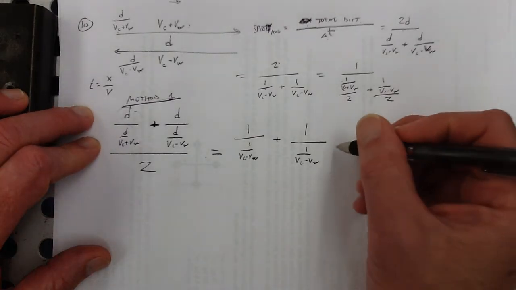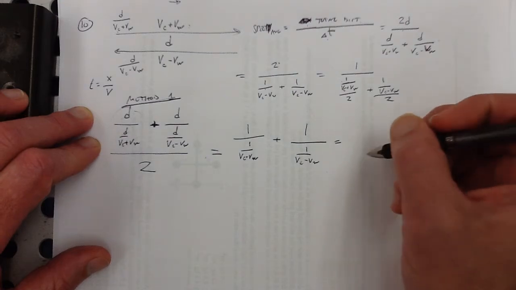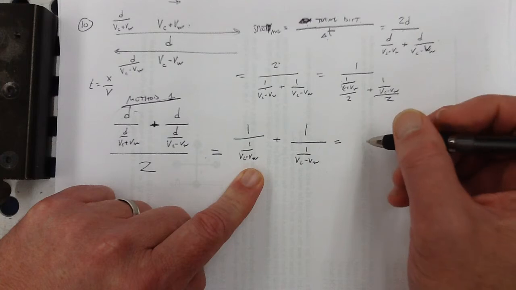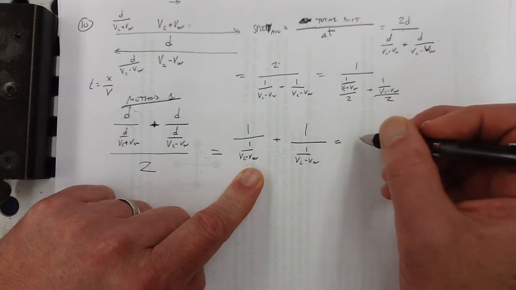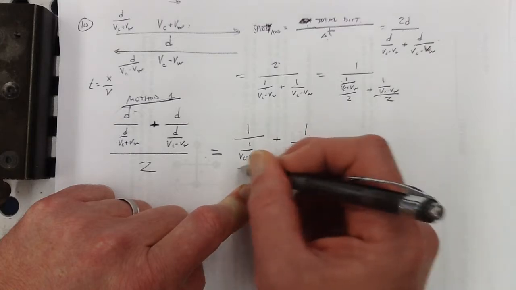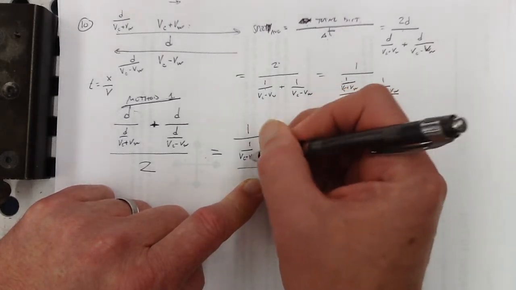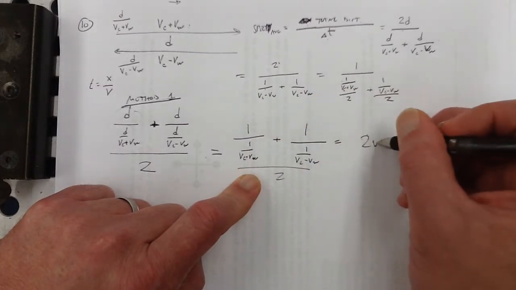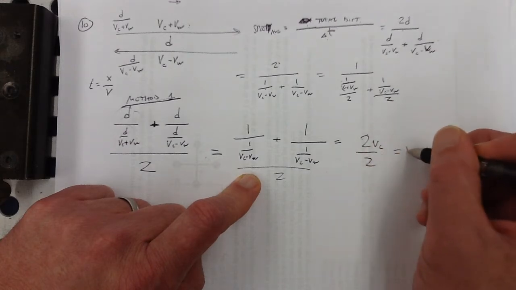And that is equal to, and then we have that all over 2, and then those flip over, divided by a fraction, same as multiplying by its reciprocal, so I get 2 VC over 2, which is VC.